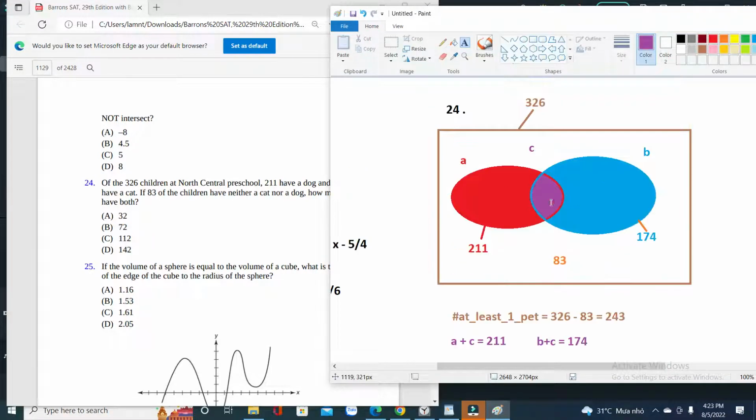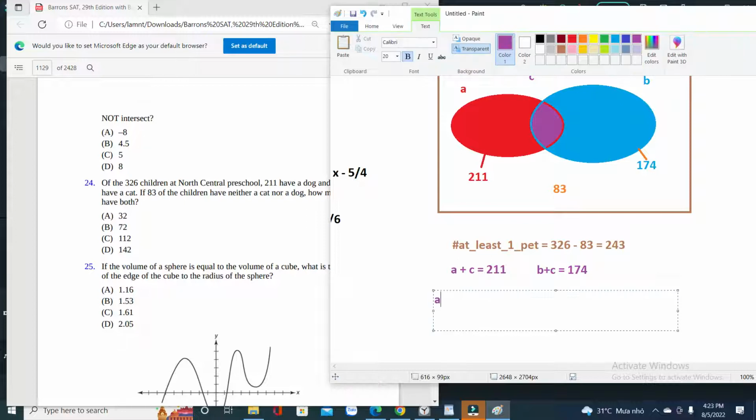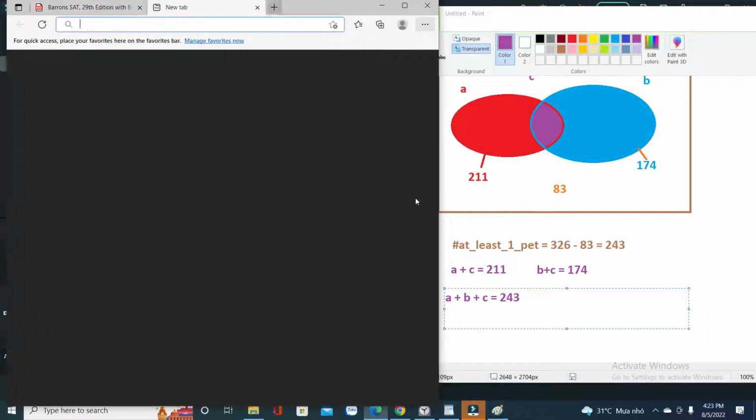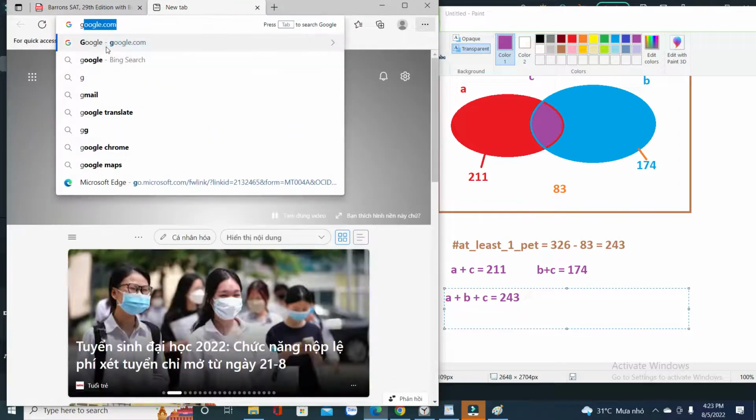And now we know the number of students who have at least one pet is 274. So therefore we have A plus B plus C is equal to 243, right? 243. So therefore we can solve for A, B, and C. Okay, so let's go to Google and we put the system in.